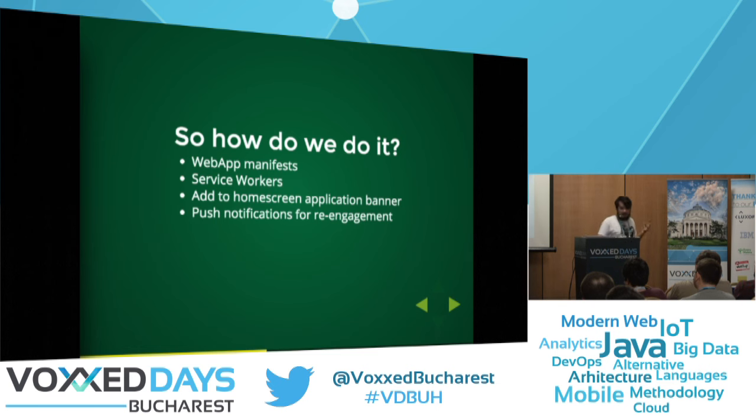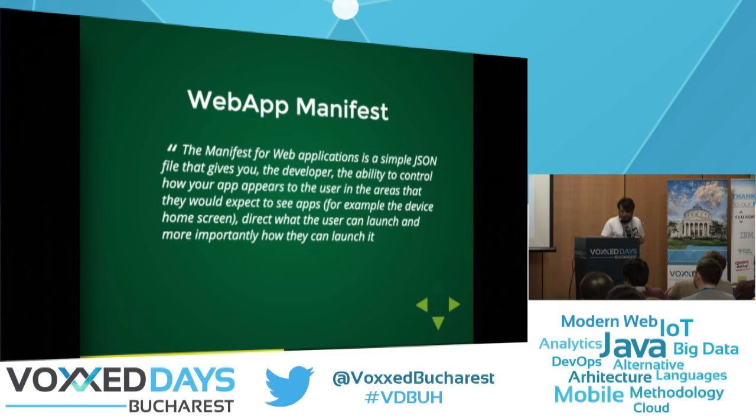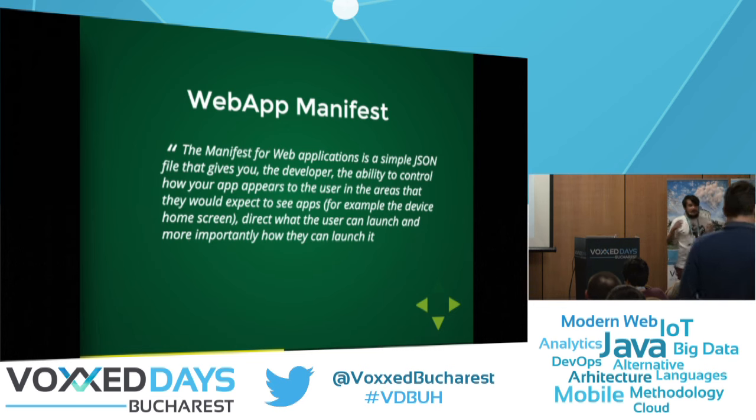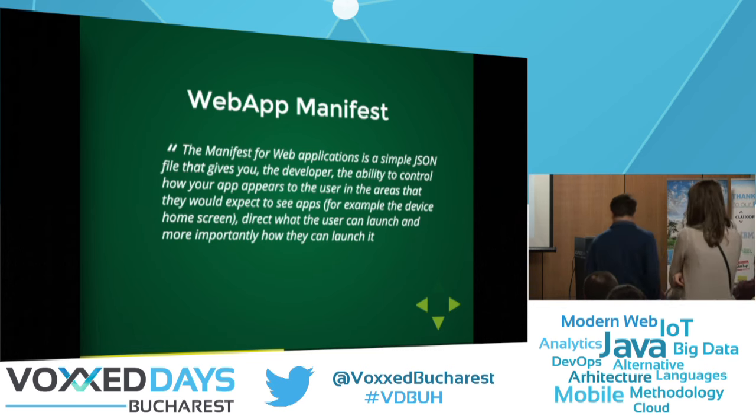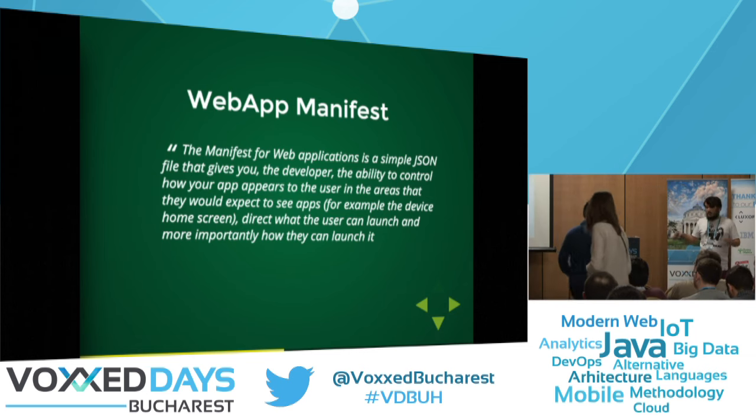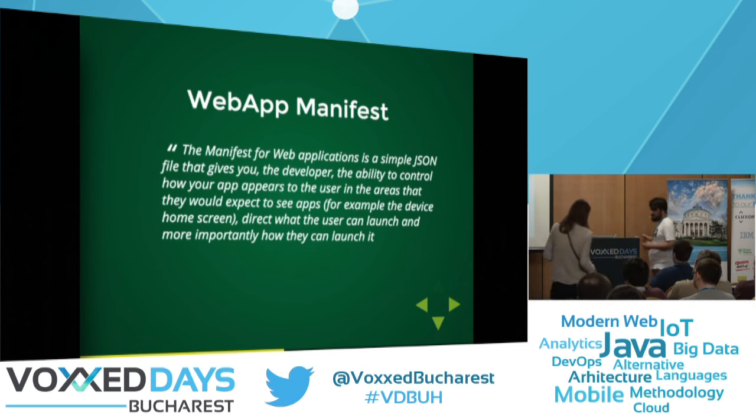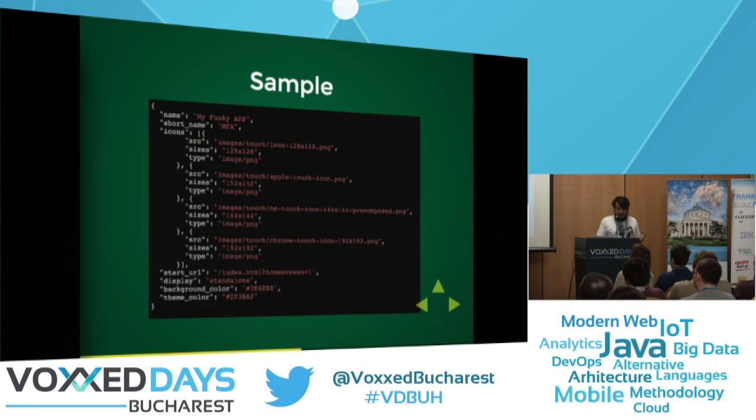Okay, so what does a web app manifest look like, and what is it? Well, it's a JSON file that allows you to describe what your app does and what resources it has so that the browser knows how to deal with it. Here's a sample of a web app manifest. It's basically, as I said, a JSON file that describes what icons your app provides, what its name is, how to start it, and how to display it.